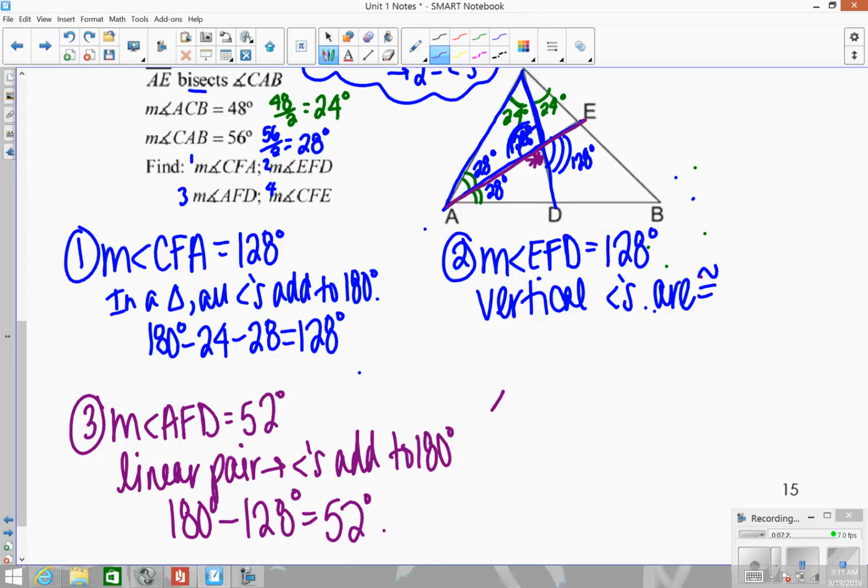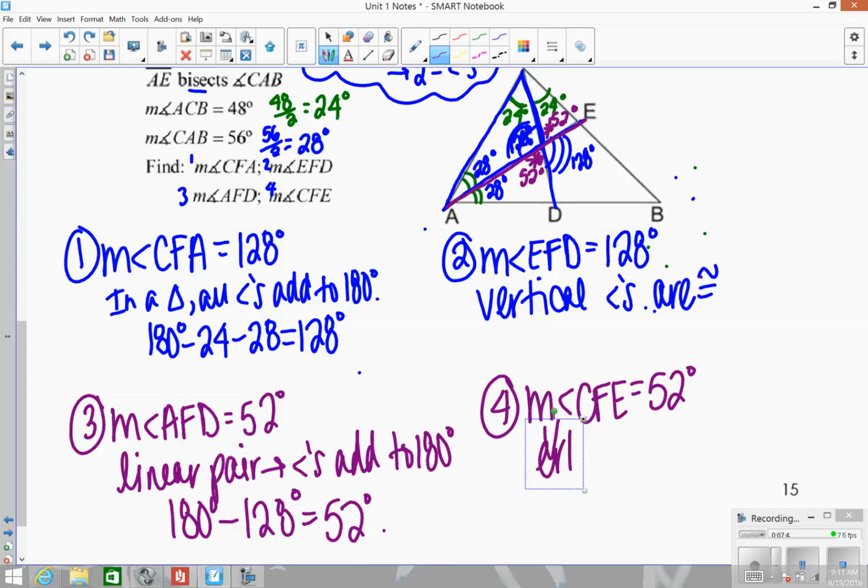So that one's done, and then the last one, the measure of angle CFE. So CFE is this angle. Well, now those 2 are vertical, so if this is 52, this one's 52. So we know that that's 52, and then you just write your reason. Vertical angles are congruent.